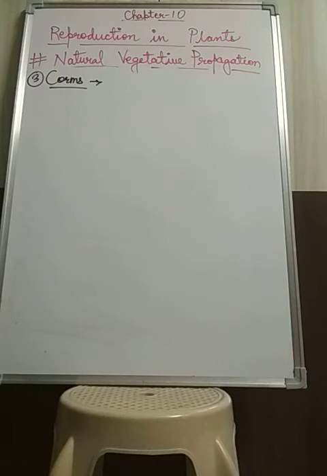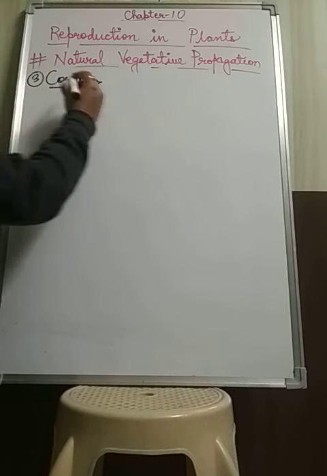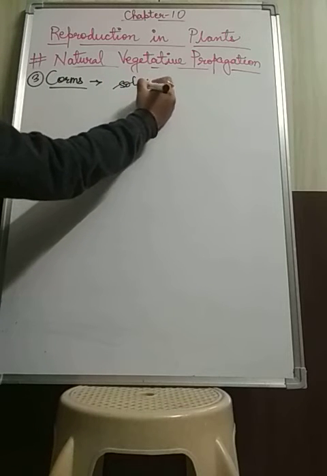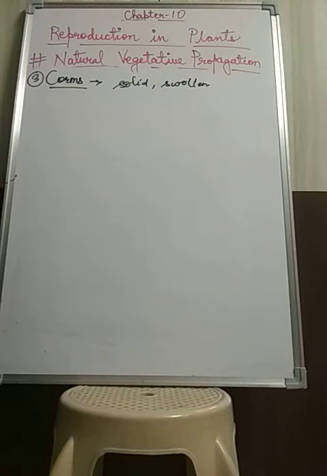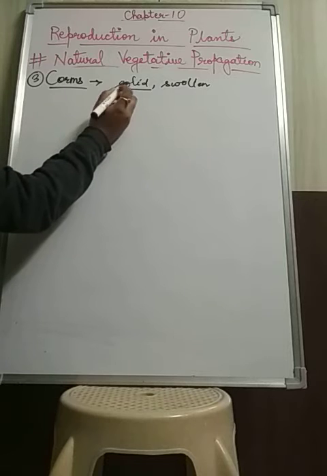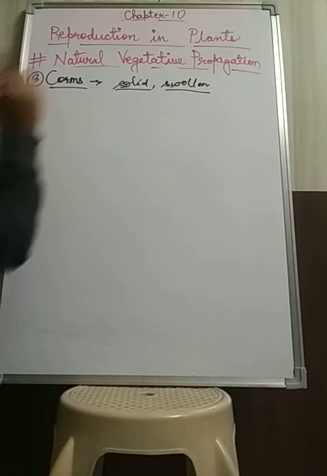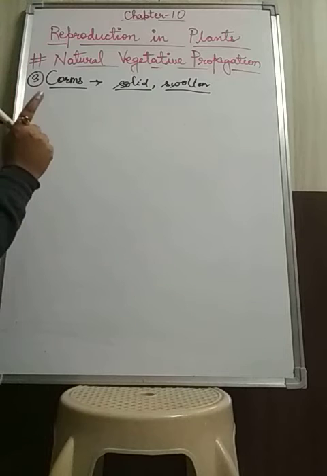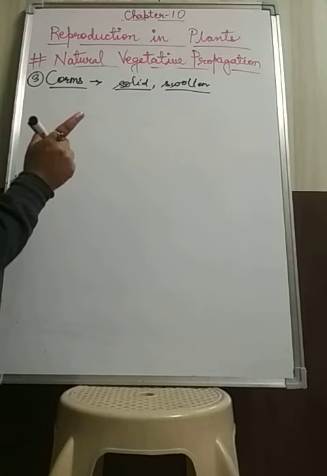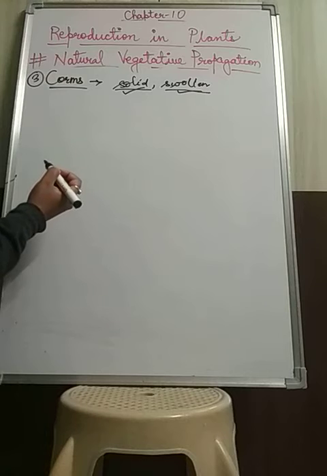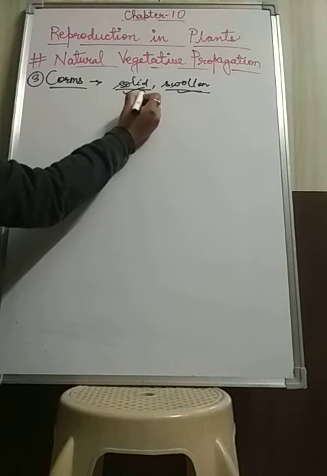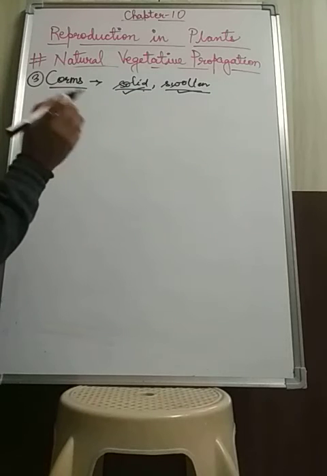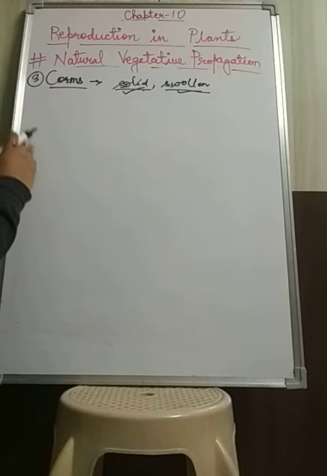Now, the next type of structure is corms. These corms are solid, swollen underground stems. Swollen means puffed up. Again, this is a stem of a plant which is solid. This is not fleshy. Rhizomes and tubers are fleshy underground stems, but these are solid and swollen. It enables the plant to survive in adverse conditions also. Adverse conditions means conditions which are not favorable. In any situation these corms can easily survive.